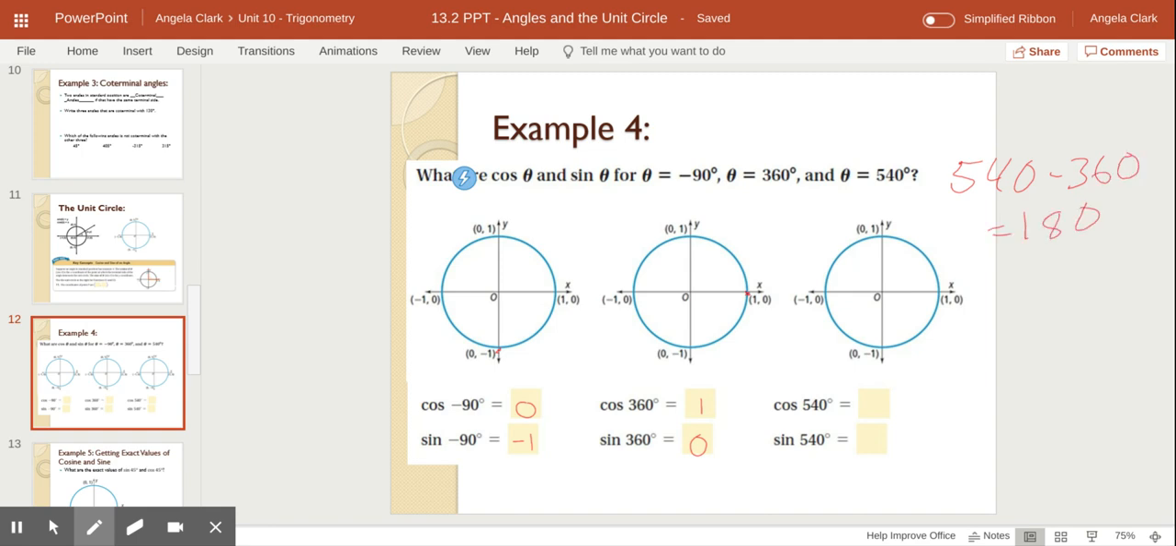So this is really a 180-degree angle. So that puts us over here, right? 180 degrees. So this is 180 degrees. It's also 540 degrees. Okay, so now that we know that, we know that the cosine of 540 is going to be -1. And the sine of 540 is going to be 0. So once you know where you are in your unit circle, it's really easy to find the sine and cosine of your quadrantal angles. All right, let's do another example.